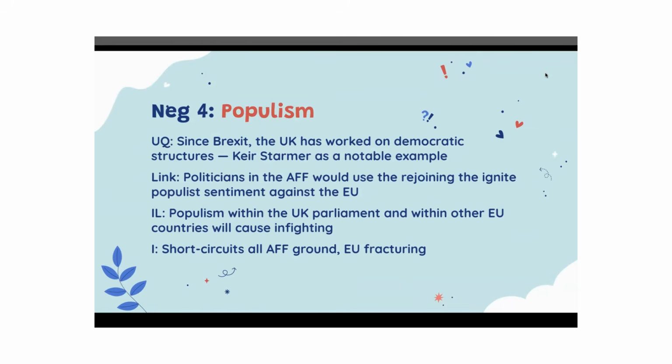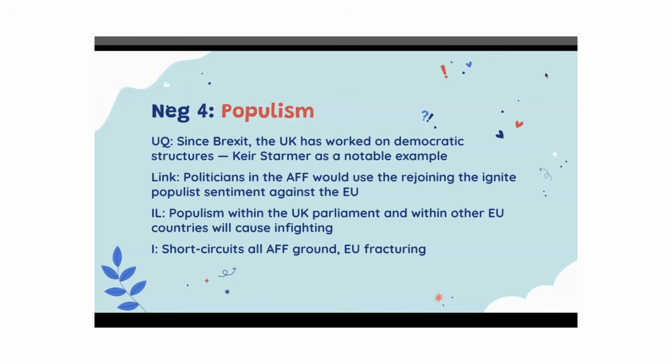But whenever you affirm, the politicians use the affirmative as fuel to garner support from voters and ignite populist sentiment against the EU. So basically, they use the Brexit reversal policy as a tool to get elected in the upcoming elections. And then the internal link is populism within the UK Parliament and possibly even within other EU countries, because if Spain or Italy let this happen, for example, they're more likely to vote for the populist party or the authoritarian party.